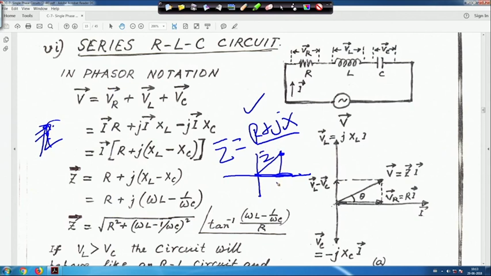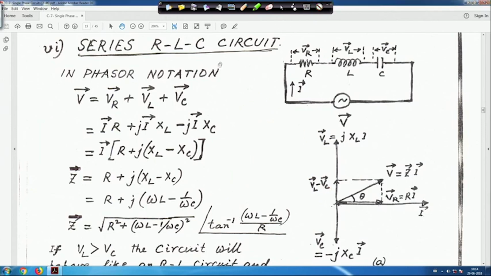If it is capacitive, X will be negative, so it will be somewhere on this side. So it is either in the first quadrant or in the fourth quadrant, but it cannot be on the other side because R is always positive. Hence my conclusion is that Z is a complex quantity, but it is not a phasor quantity. A phasor is a rotating vector, so its angle can be anywhere. For Z, the angle may be either in the first or in the fourth quadrant.